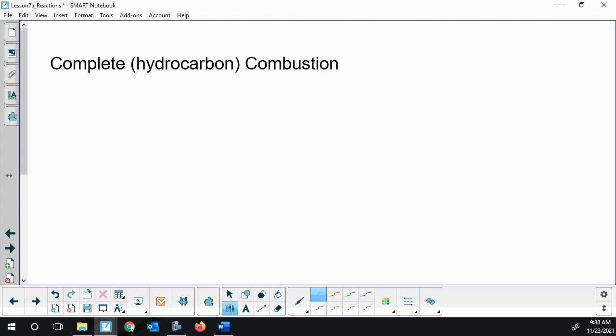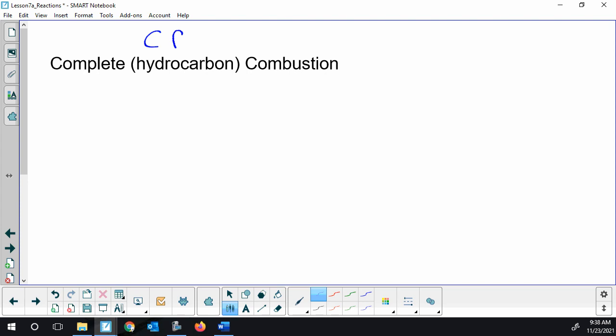This is burning things. Very common reaction. Something you should be mildly familiar with from everyday life. You burn a fuel in your furnace at home. You might have a gas stove at home. You might have a barbecue sitting outside. That's the type of reaction we're talking about.